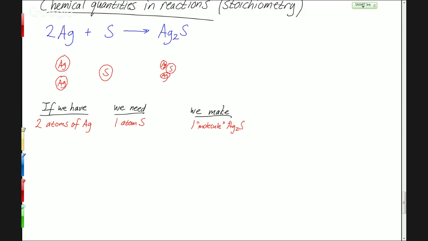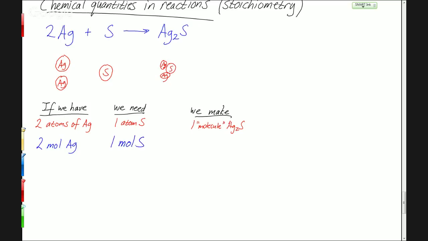Now, usually when we do reactions, we're not counting individual atoms because they're too small. So what do we count instead when we do reactions? Well, we'll measure by mass, and we'll get to that probably on Thursday. But we're going to count in moles of atoms, which is this huge number of atoms, and that's a reasonable amount that we can actually deal with. So if we have 2 moles of silver, how many moles of sulfur do we need? 1, because they're in the same ratio.